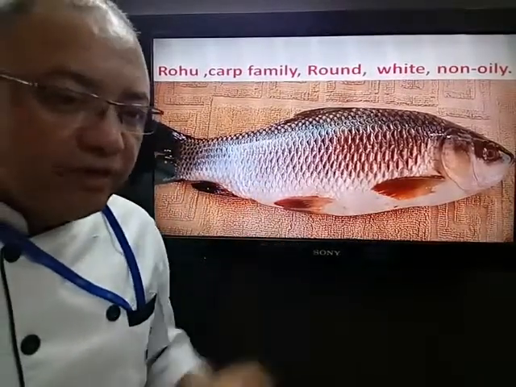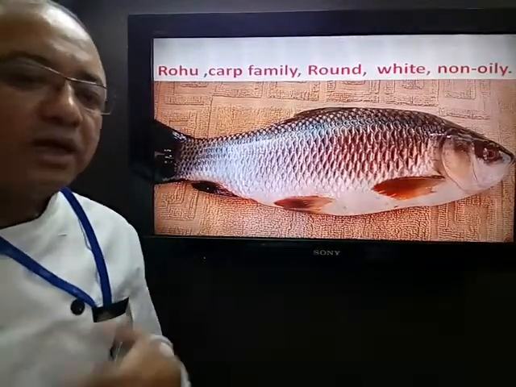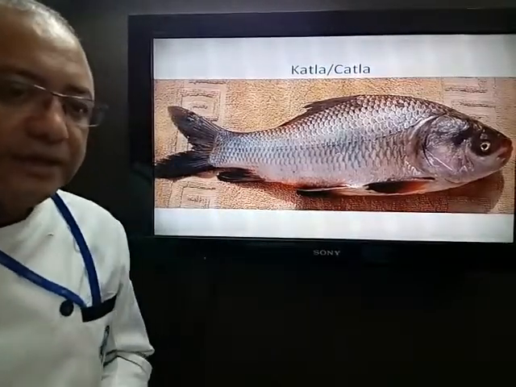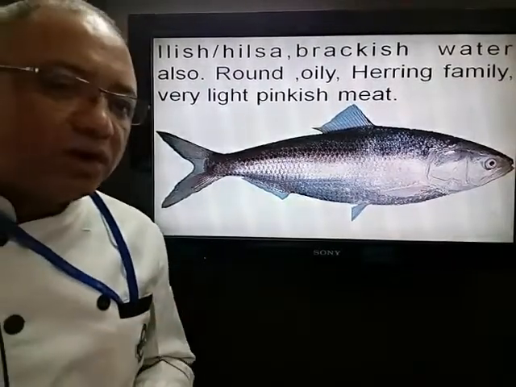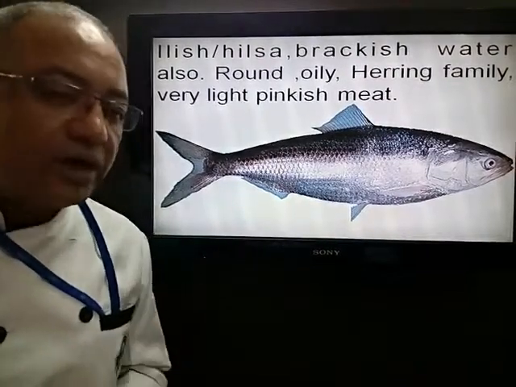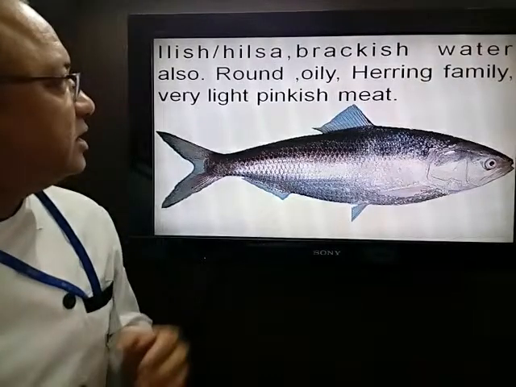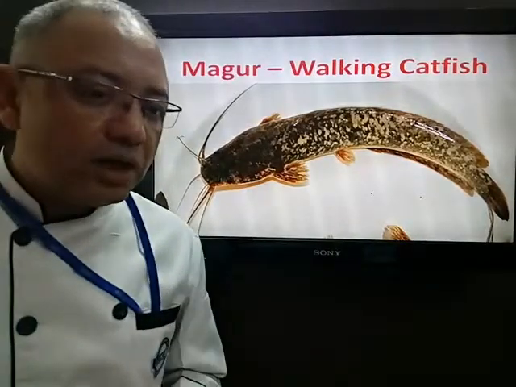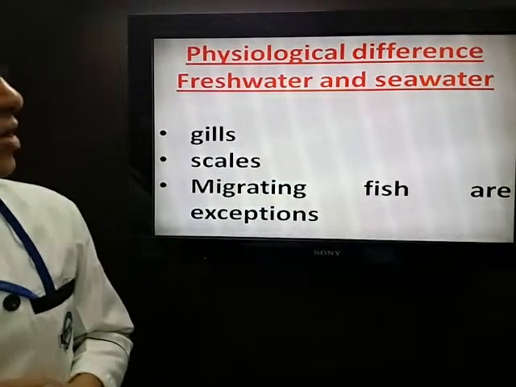Rohu is the Indian name for this fish, and in the European countries or outside of India, it is also known as the carp family. Then we have the katla, and we call it in English only katla. There might be another name, but which I seriously don't know. And there is ilish or hilsa, and this is a little bit oily fish. We will talk about later how the oily fish changes, what is the omega-3 behavior in the fish. And this is from the herring family basically, and is a very light pinkish fish. And this is magur, and this is called a walking catfish. So this is the physiological difference of the fish.